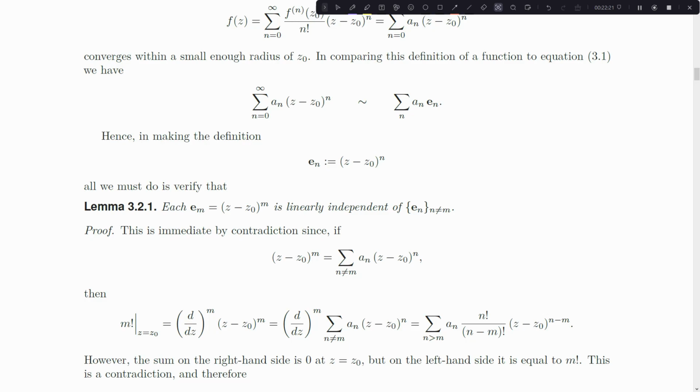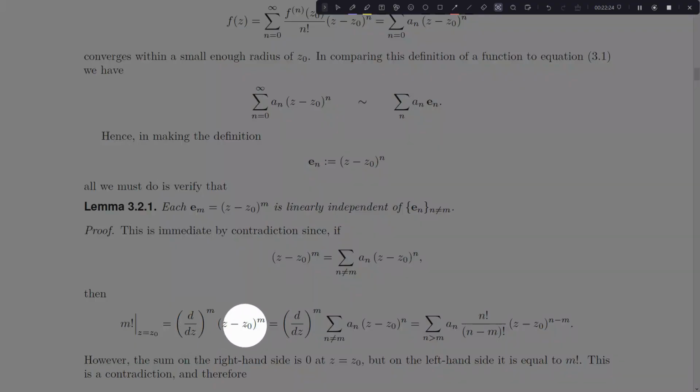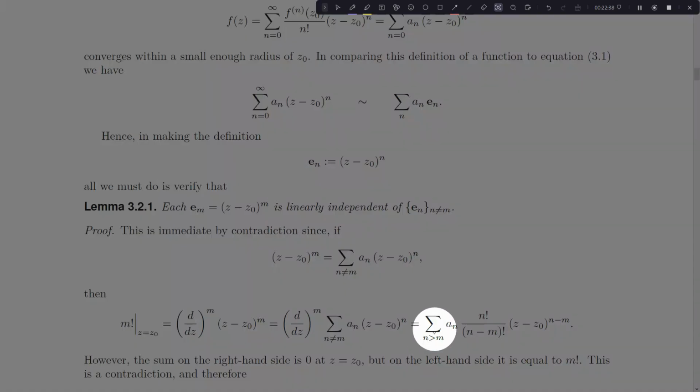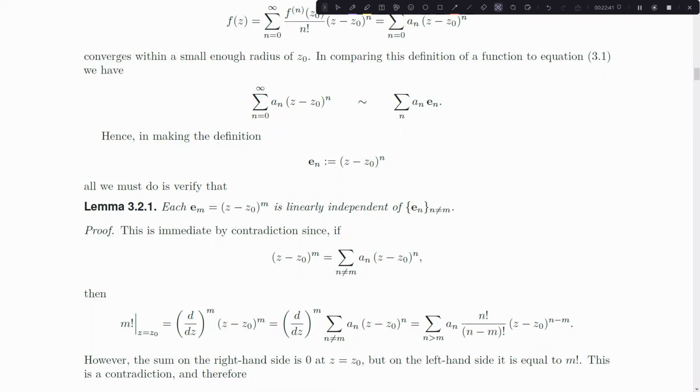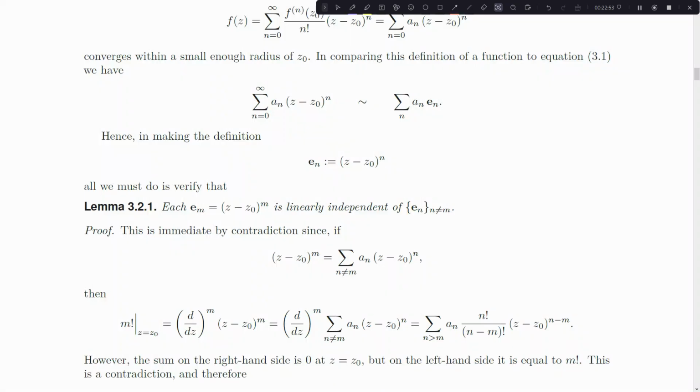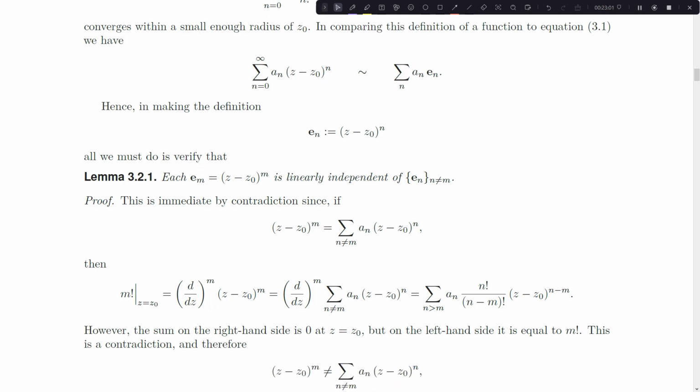And then I see that if I take m derivatives of my monomial, I end up with m factorial. Meanwhile, if I take m derivatives of the right-hand side, I end up with this, which is a little bit interesting of a sum. I'm basically saying that the only terms that survived were the ones that were greater than m. If I take those derivatives and evaluate at z0, then I get 0. So the left-hand side is non-zero, the right-hand side is 0, and all of a sudden I have a contradiction. Therefore, they are not linearly dependent, which makes them linearly independent.